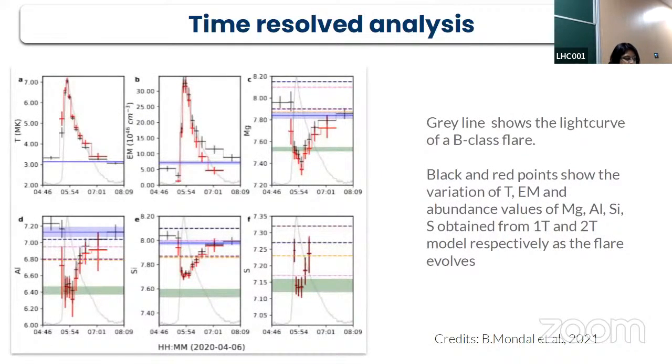Recently, Biswajit Mandal et al. 2021 also found similar variation during B-class flares using Chandrayaan-2 XSM itself. For magnesium, aluminum, silicon, and sulfur, they found that during the pre-flare phases, the abundances in the corona are 3 to 4 times higher than the photosphere, which is represented by the green bar here. During the peak of the flare, it comes down to near photospheric values, and again during the decay phases, it goes up, recovering back to the coronal FIP bias. They also found the evolution of temperature and emission measures, and they see that as the intensity of the flare increases, the temperature and emission measure go up, reach a peak during the intensity peak, and again come down.